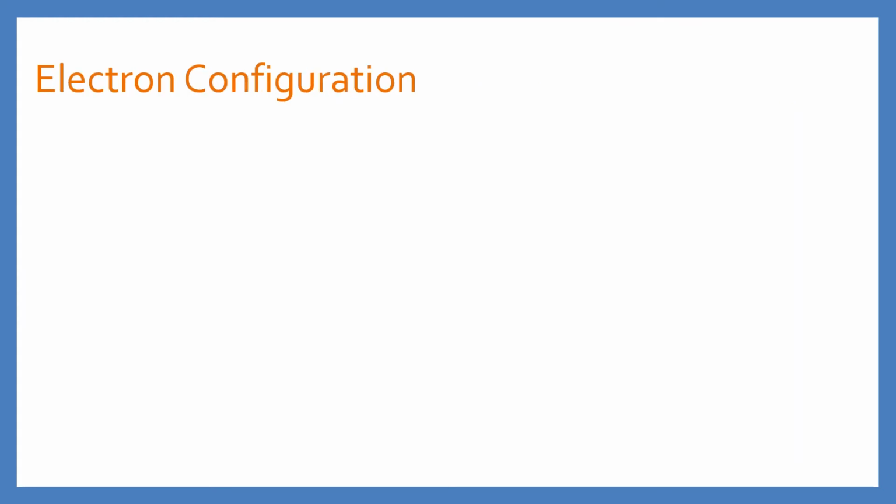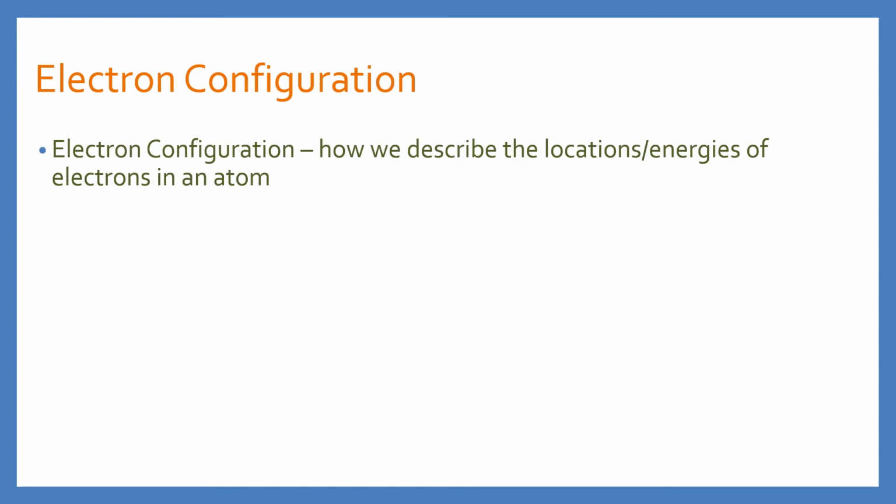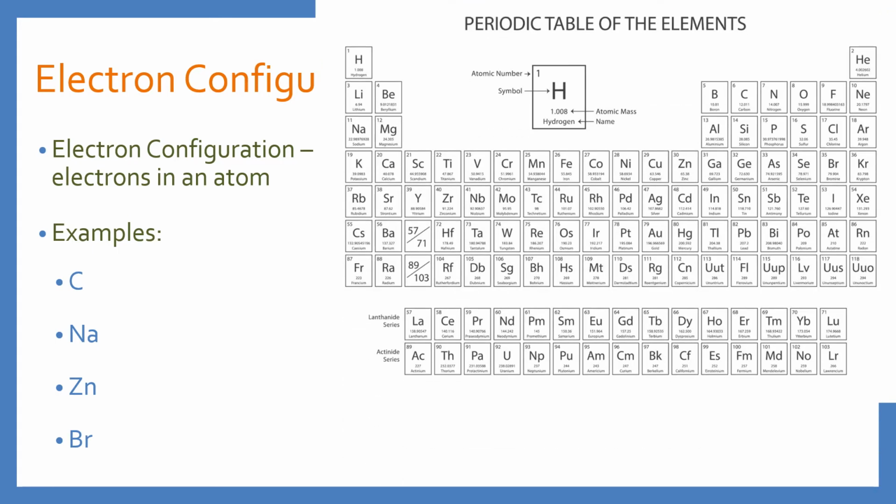Next, we're going to talk about electron configurations. Electron configurations are a way that we can describe the locations and energies of electrons in an atom. This is essentially an address for each electron in an atom. So let's do some examples. In order to do these, we're going to need our periodic table. So I apologize if this is kind of small. This was the best I could do and give us space to write out the answers here.